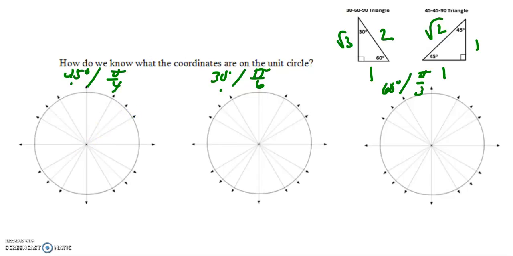I'm doing 45 first. So this is my 45-degree angle, and what I want to do is make a right triangle. So I want to drop a perpendicular down to the x-axis and draw a little right triangle. My reference angle in this case is 45 degrees, so I'm going to put a little 45 there, or pi over 4. And my goal with this triangle is trying to find that coordinate point on the unit circle.